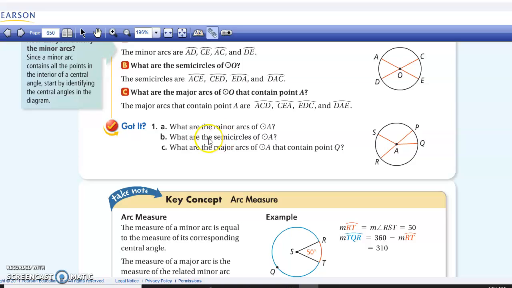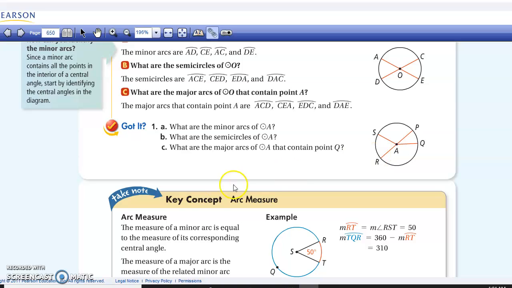Now, the next question is, what are the semicircles in circle A? Well, see in this, assuming that this is a straight line here, we will say that RSP is one semicircle and another semicircle is PQR or RQP. Okay, those are the semicircles here.